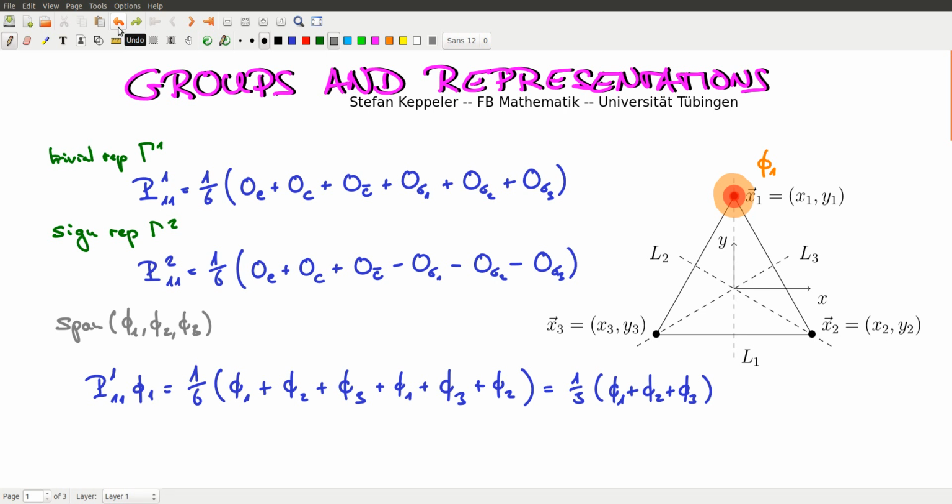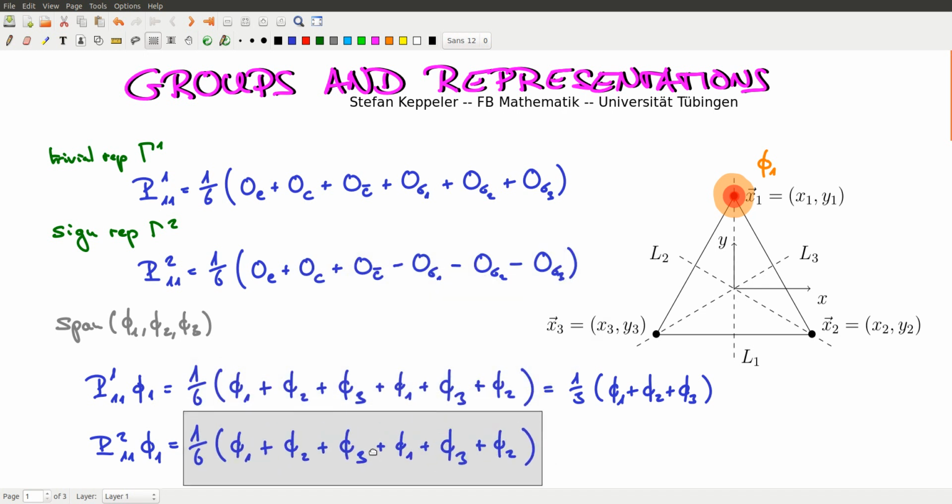Okay, let's repeat this with the P2, the sign representation. Let's apply this to phi 1. We get essentially the same except for these minus signs. So let's just copy this, and the only difference is that now we have minus signs, so we have to change these last 3 terms to minus these terms, and now everything cancels, so this is 0.